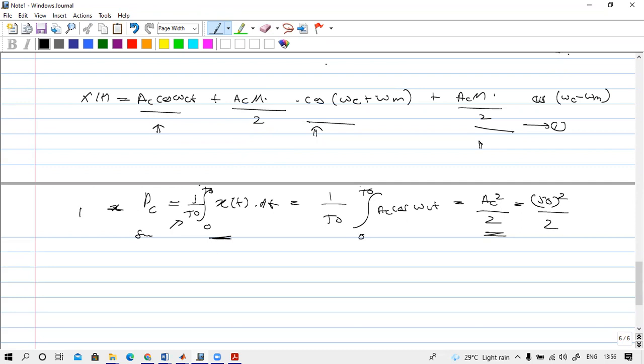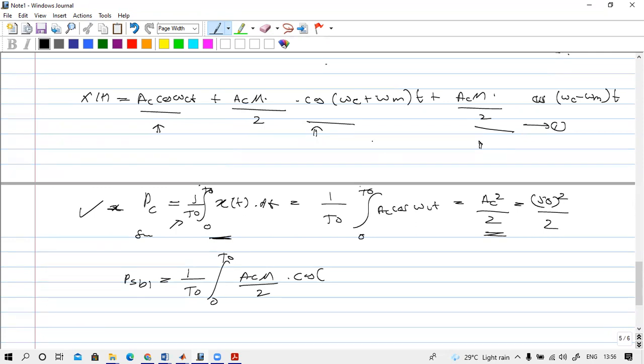It is correct. But we have also evaluated the sideband power. These are also cos functions, so if we write this, you can see the integral from 0 to T naught of A_c mu by 2 cos(omega_c plus omega_m)t.